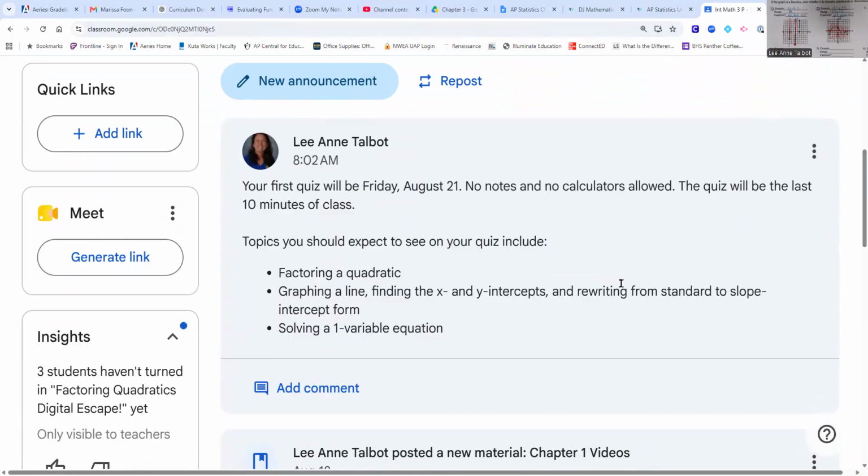The first one is factoring a quadratic. That's box and diamond. And you might have to look to see if you can take a GCF out first.